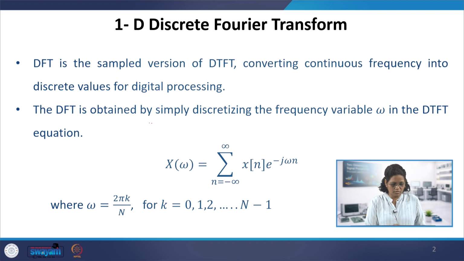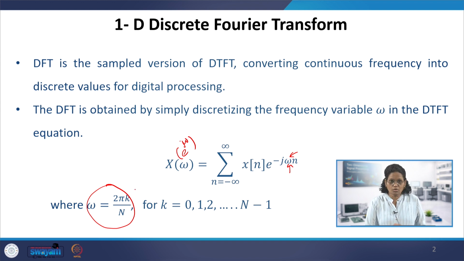The DFT is obtained by simply discretizing the frequency variable omega in the DTFT equation, where omega is 2 pi k by N. So X of omega, or X of e power j omega, is what we had for the DTFT equation; both are valid notations. It is the summation of x of n e power minus j omega, with n varying from minus infinity to plus infinity, and this omega is continuous in the case of DTFT. This is sampled using 2 pi k by N, where k is 0 to N minus 1.